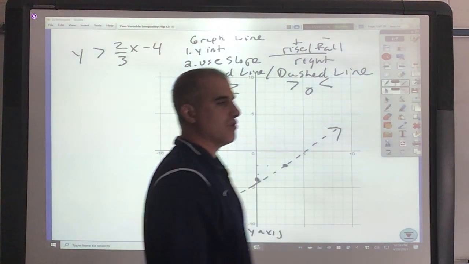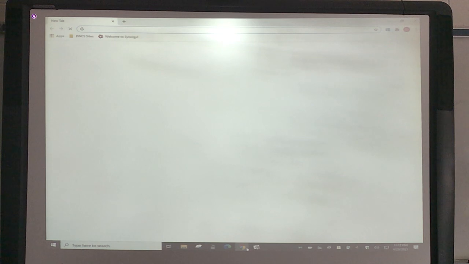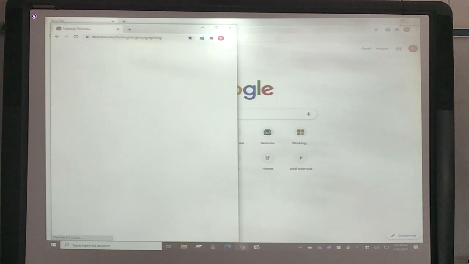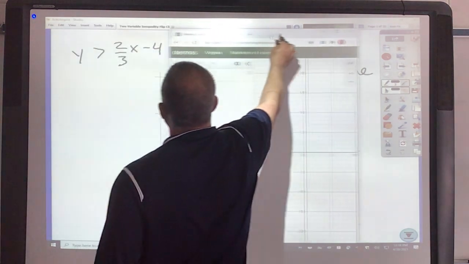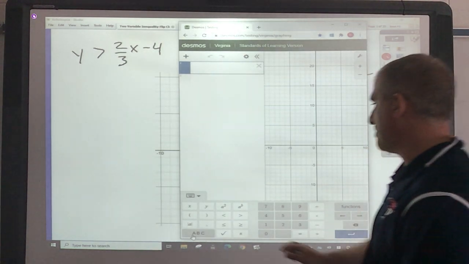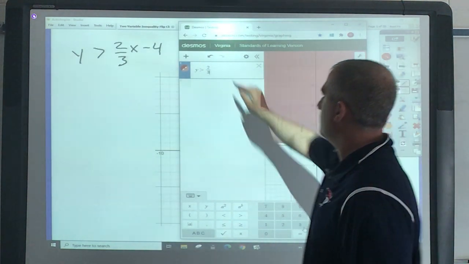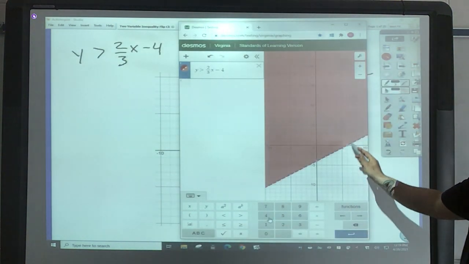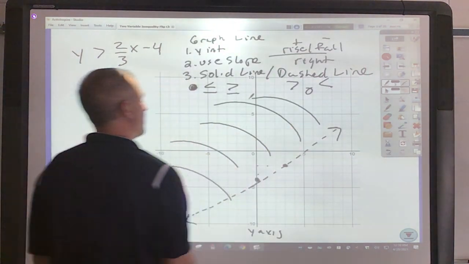Then I'm going to use my calculator. I'm going to use Desmos to help me shade it. So let's take that down. I go into here and just type what you see: y, this inequality, 2 divided by 3. Make sure you click over there and put the x on that side with a -4. You can see the dashed line and it's shaded above. You just go like this for shading. That's all you have to do.